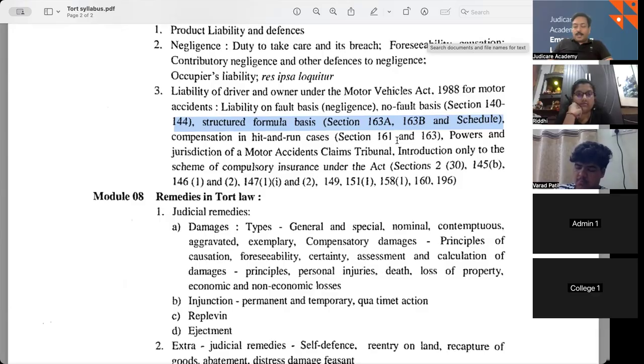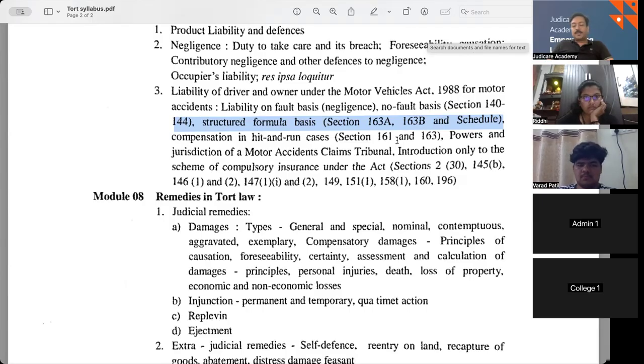So 161 says, notwithstanding anything contained in any other law for the time being in force or any instrument having the force of law, the central government shall provide for paying in accordance with the provisions of this Act and the scheme made under subsection 3, compensation in respect of death or grievous hurt to persons resulting from hit and run motor accidents. Subsection 2 says, subject to the provisions of this Act and the scheme made under subsection 3, there shall be paid as compensation as follows.